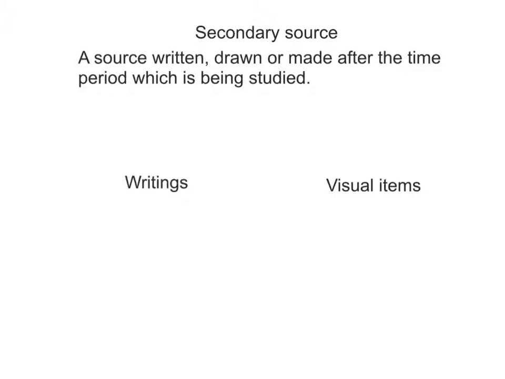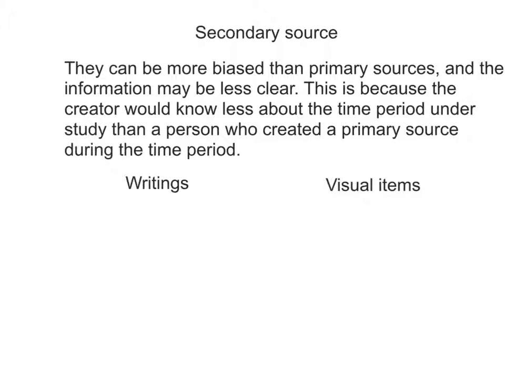A secondary source is a source written, drawn, or made after the time period which is being studied. They can be more biased than primary sources, and the information may be less clear. This is because the creator would know less about the time period under study than a person who created a primary source during the time period.